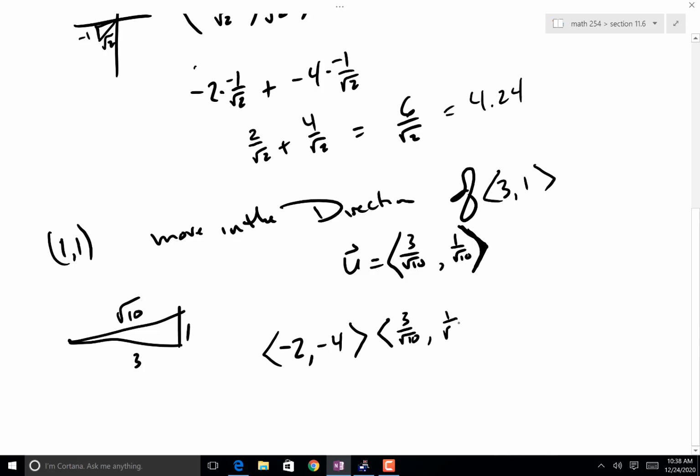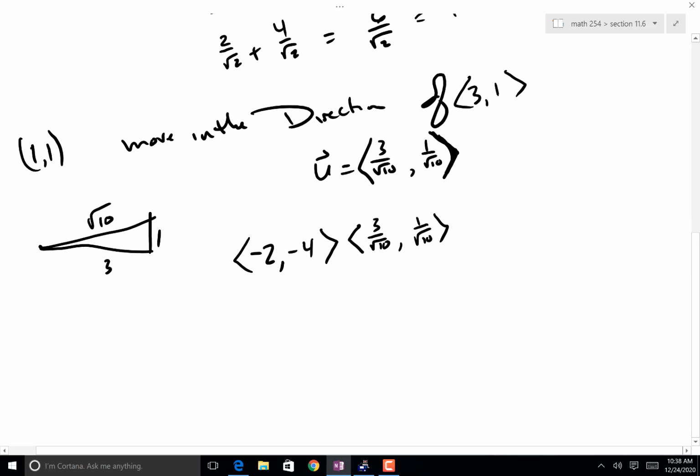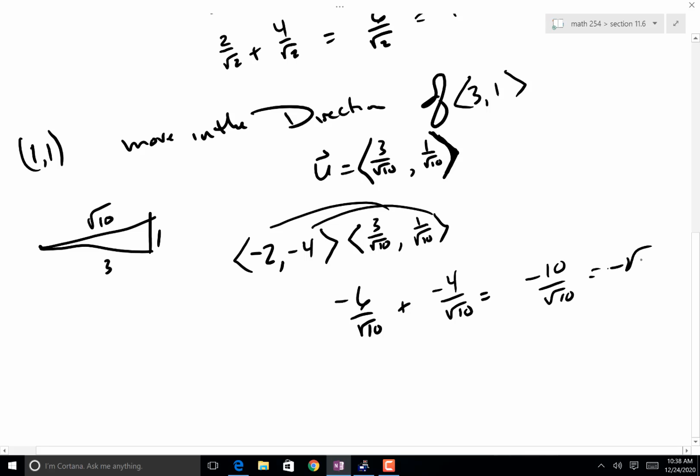I almost freaked myself out because I said this problem has to do a certain thing, and then I thought, oh no, what's wrong? But then I'm like, yeah, it's absolutely right. So -6 over root 10, and then, of course, plus, that's multiplying it out, -4 over root 10, which is -10 over root 10, which is just negative the square root of 10. You're like, wait, what does that mean? It means that you're going to come down about 3.16 meters, let's say if it's in meters, for every 1 meter you travel in the xy plane.